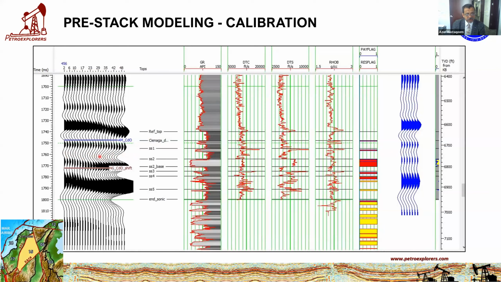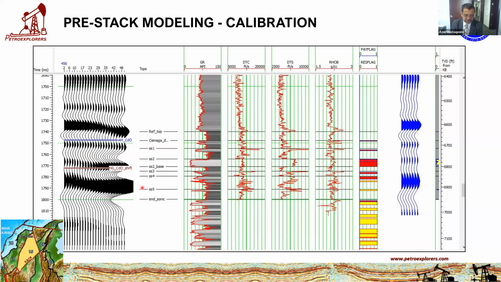You can see as a model, that's what it's supposed to look like. And then at the base, you have a big amplitude change. Although the sand is finished, you have a big amplitude change. And that is what seemed to be called the response of the flat spot.